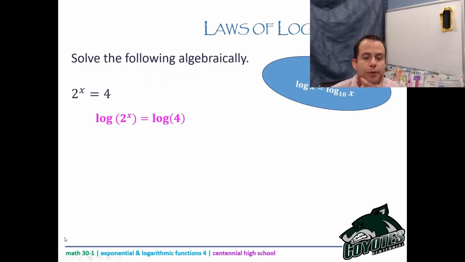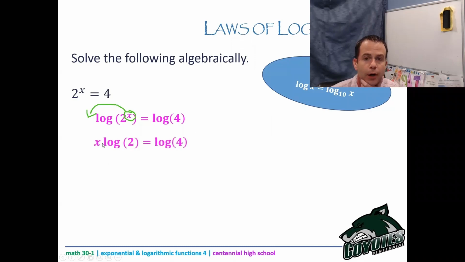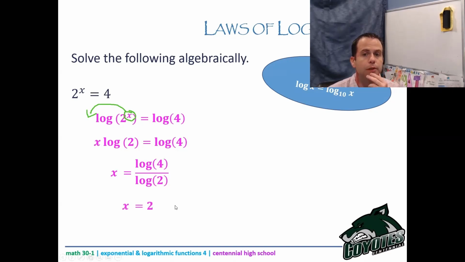Okay, so now I'm going to use the power log law. A reminder that the power log law tells me this exponent here can come to the front. So I can now write that as x times log of 2. Well, if the whole point is I'm trying to solve for x, log 2 is just a number, so I can divide both sides by log 2. So x equals log 4 divided by log 2. If you type that in your calculator, and I would really like you to do that to prove the point, log 4 divided by log 2 does in fact equal 2.